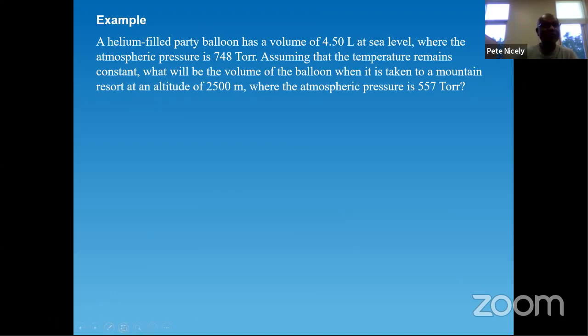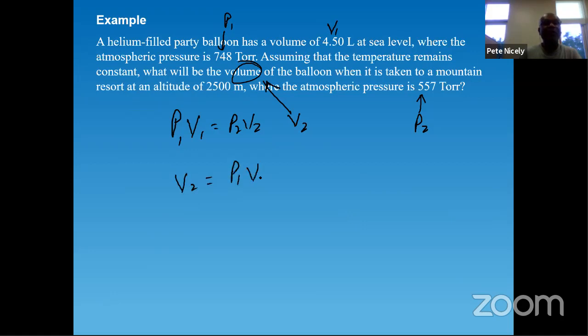So, remember the equation, or my way of expressing it is P1 V1 is equal to P2 V2. When you get a question like this, you have to identify what the different terms are. So I would identify this as V1, this as P1, and this as P2. And the question is asking for V2. So basically it becomes a problem of rearranging this algebraically. So V2 is equal to P1 V1 over P2.